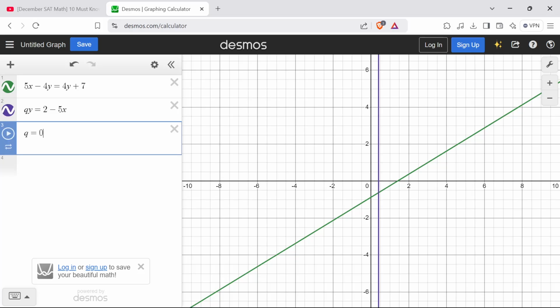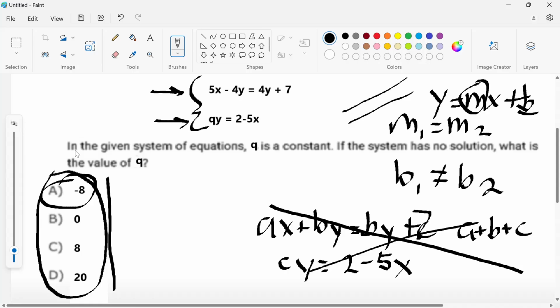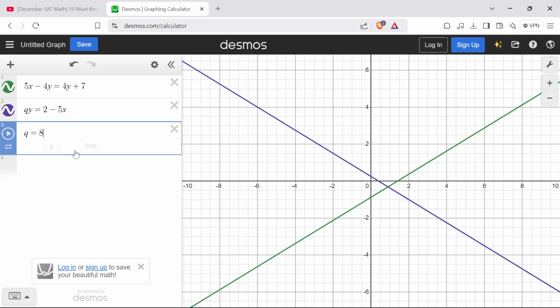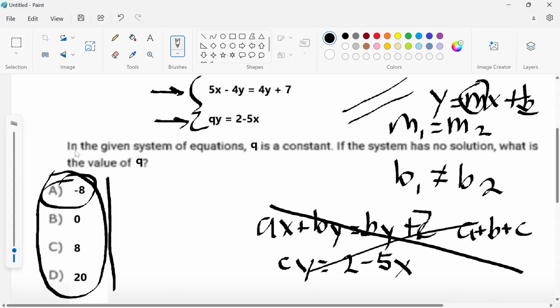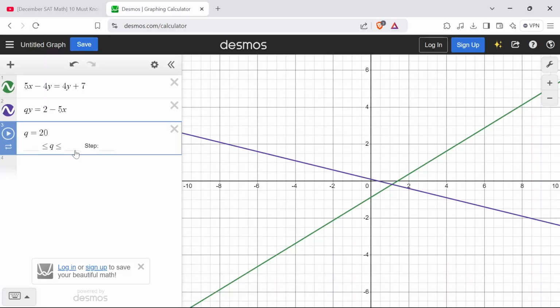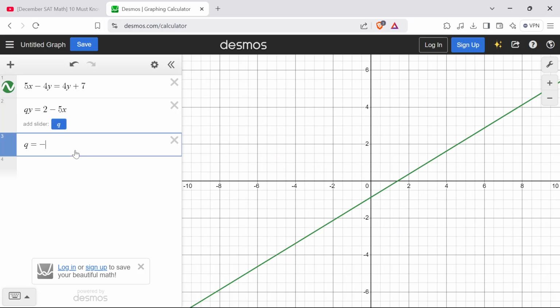Now, let's say that was the last answer choice. Well, you might have had to plug in the other ones. Q is 0. They're not parallel. They have one solution. 8. Not parallel, have one solution, and 20. And even if you didn't remember that the slopes have to be equal for the lines to be parallel with no solutions, you look at it and say, well, they're not crossing, there's no solution, since a solution is where they cross. You have to know a little something, but it's very quick. All right, so the answer is -8 by Desmos.